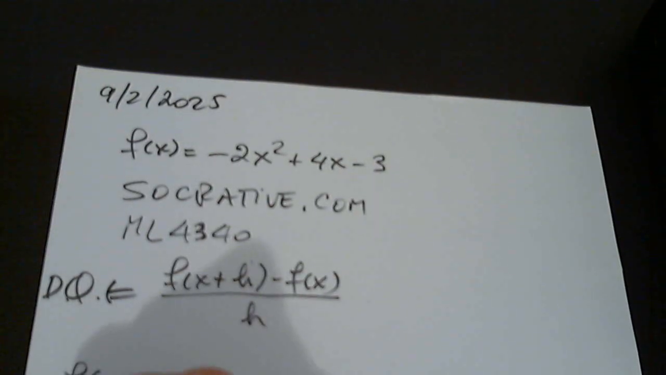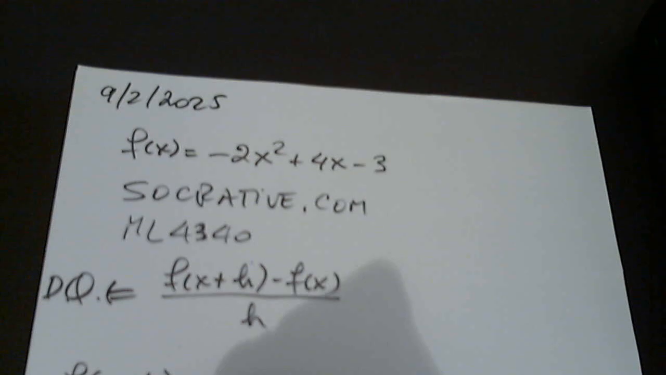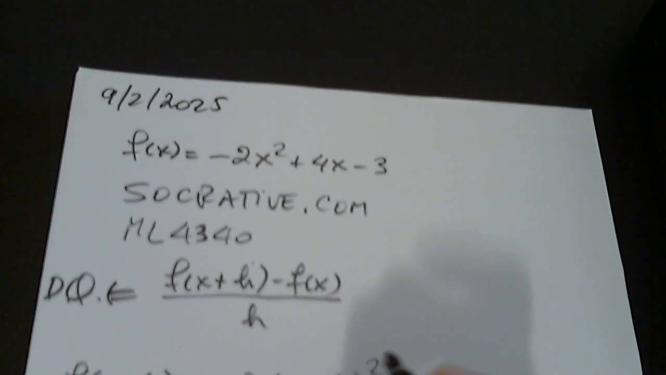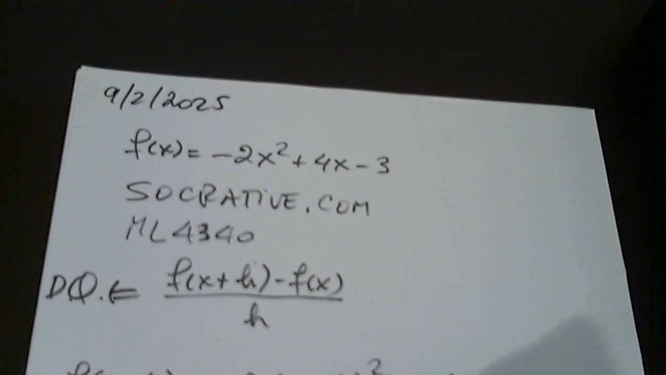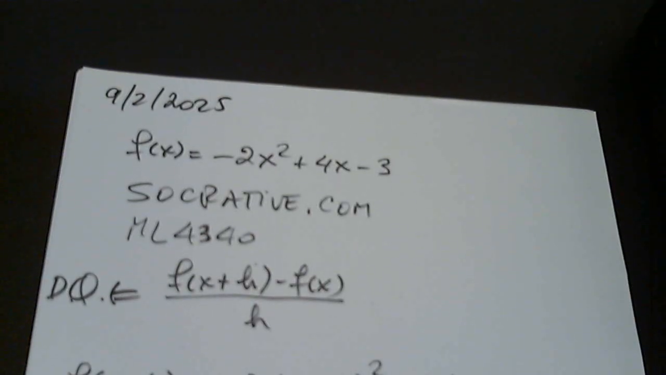So I will write f of x plus h equals negative 2 times (x plus h) squared plus 4 times (x plus h) minus 3. Then I will continue, first of all, squaring and then distributing negative 2. So I have negative 2 times (x squared plus 2xh plus h squared) plus 4x plus 4h minus 3. And finally, negative 2x squared minus 4xh minus 2h squared plus 4x plus 4h minus 3.